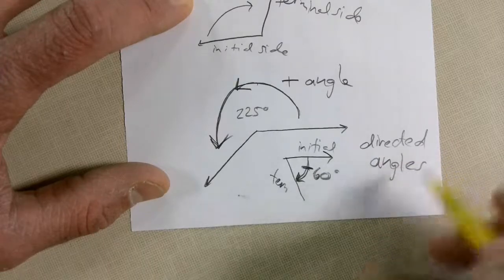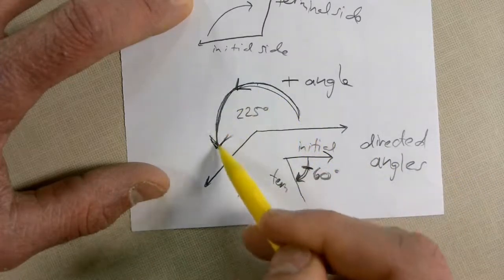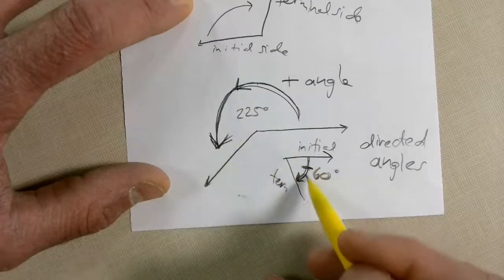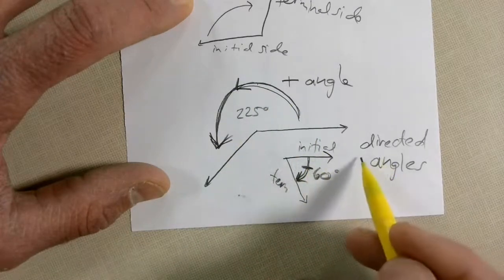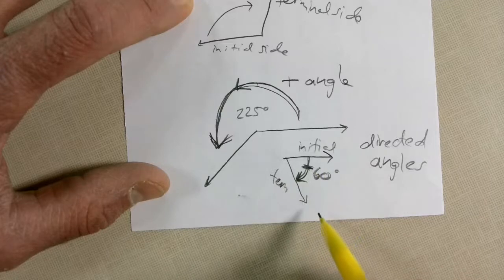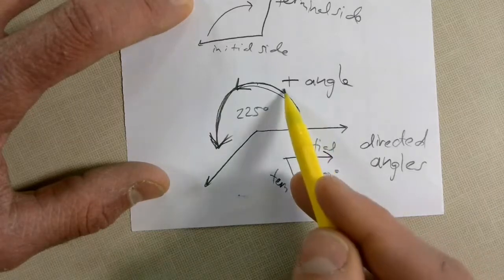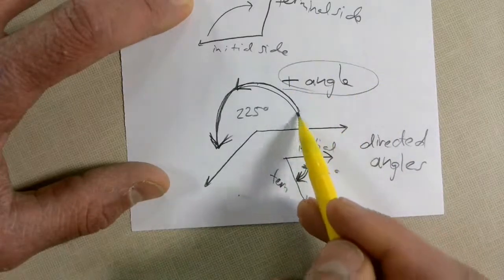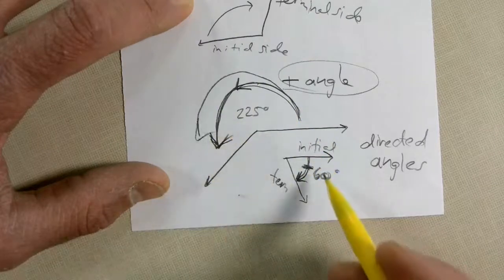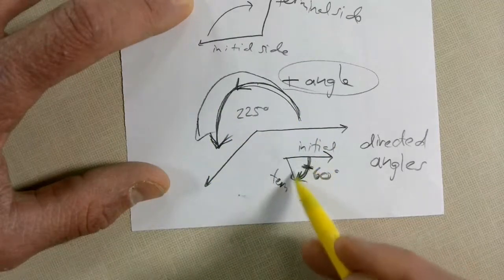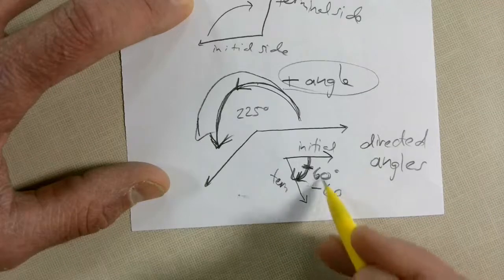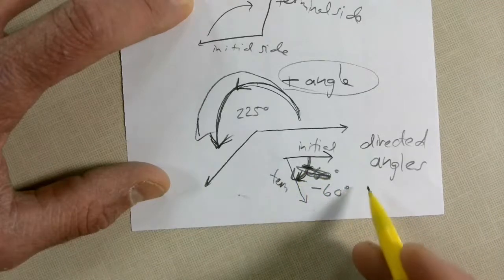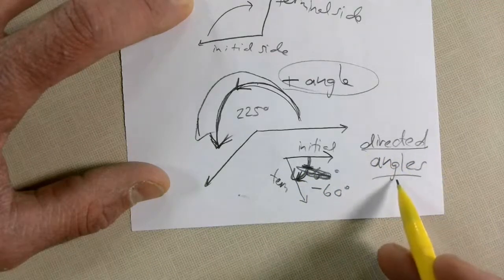An angle can be positive if it rotates counterclockwise, and negative if it's rotated clockwise. Okay, so we'll need to understand what's meant by a positive angle, rotates this way, and what's meant by a negative angle, it rotates this way. That'd be negative 60 degrees. Okay, directed angles, it matters which way you go.